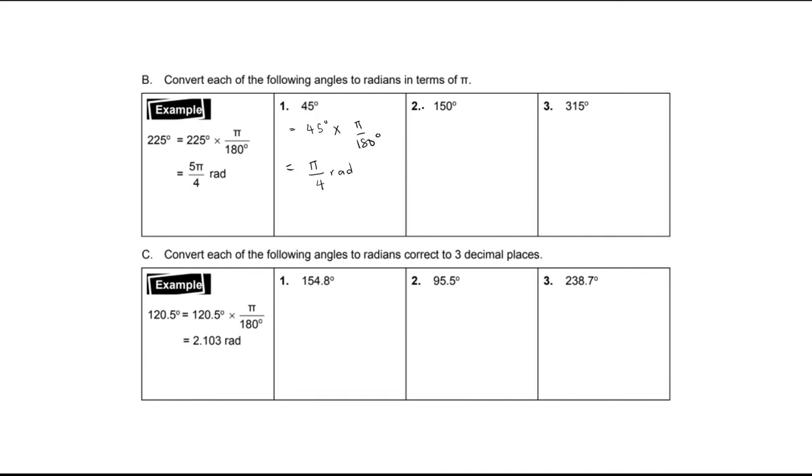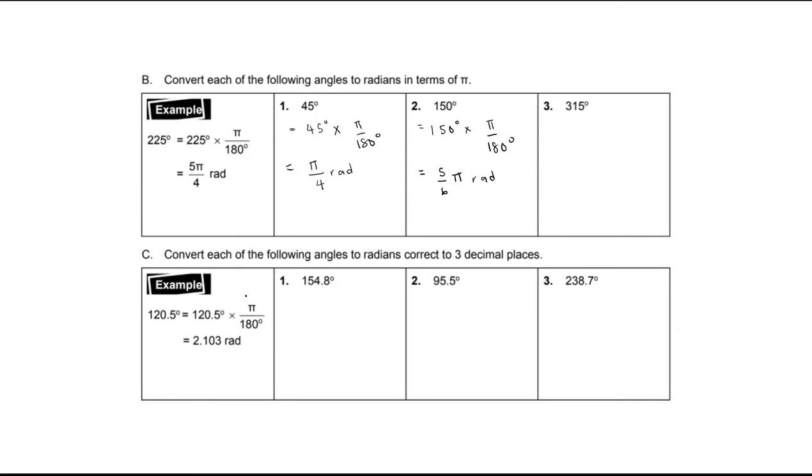In the second question, 150 degree. To change into radian, 150 degree multiplied by pi over 180 degree. And from there, 150 divided by 180, we get 5 over 6 pi radian. Okay, this is when we want to leave the answer in pi.